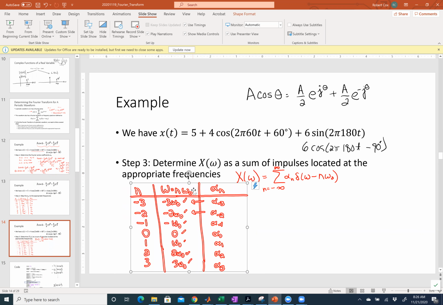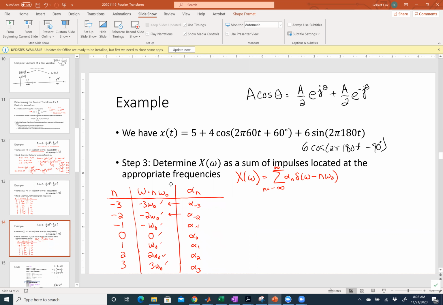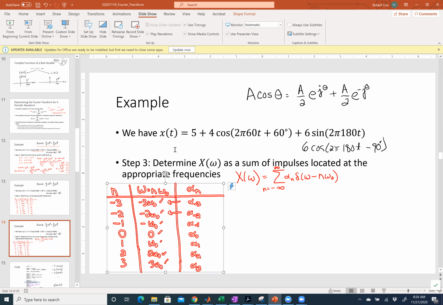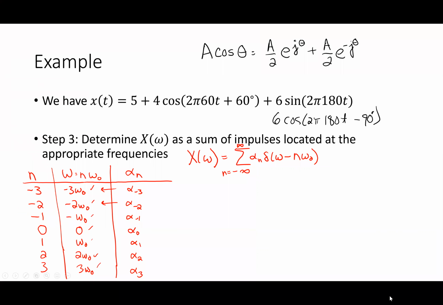There we go. Copy this table over and go back to my full screen mode. Okay, so what I'm going to do is relate these guys here to impulses. Omega minus n omega naught. So do this slowly, right?